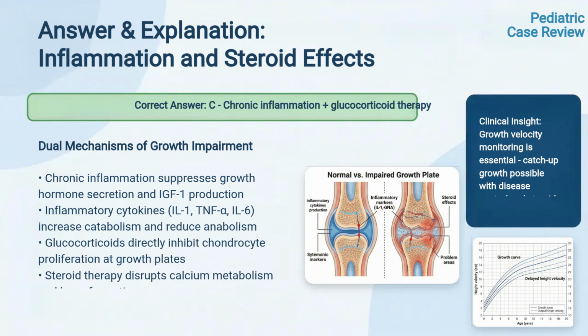Catch-up growth is possible with effective disease control, steroid minimization, and early escalation to steroid-sparing biologics. This case highlights the importance of using the minimum effective steroid dose and transitioning to biologics to protect growth.